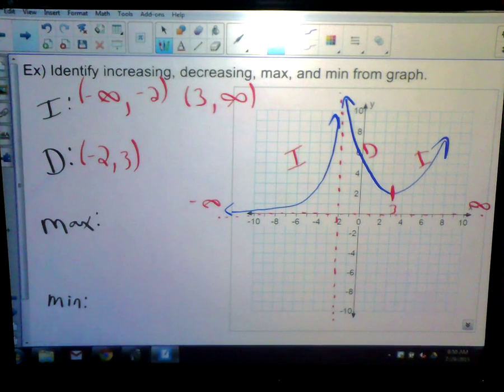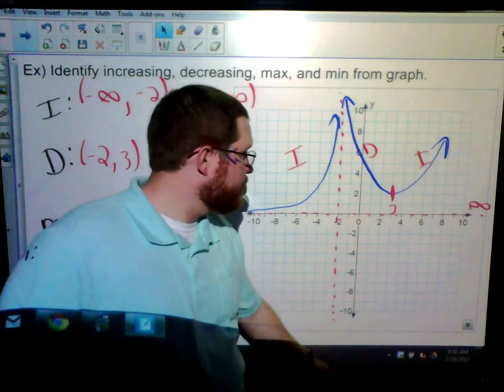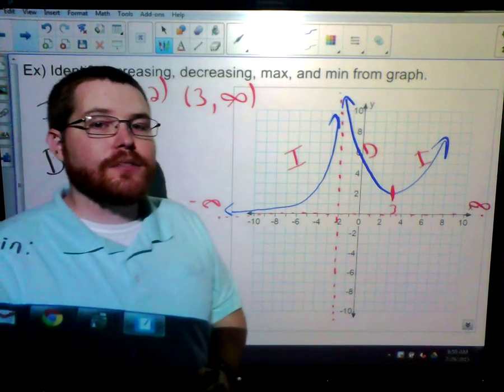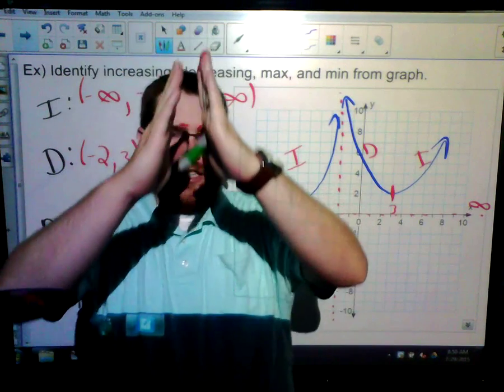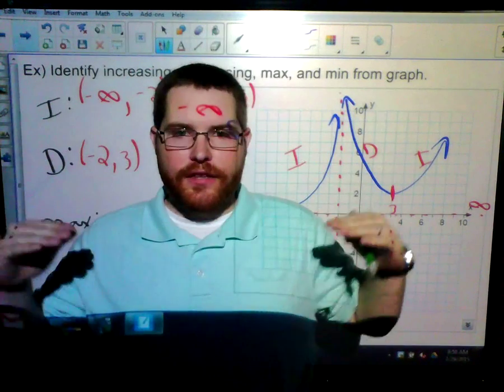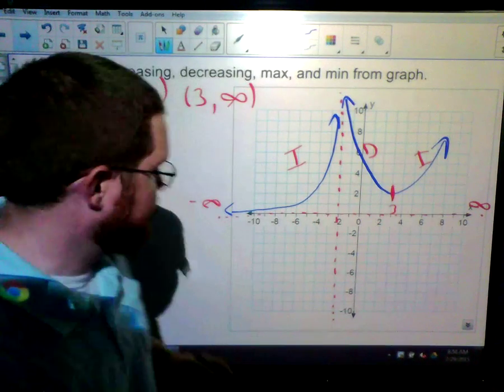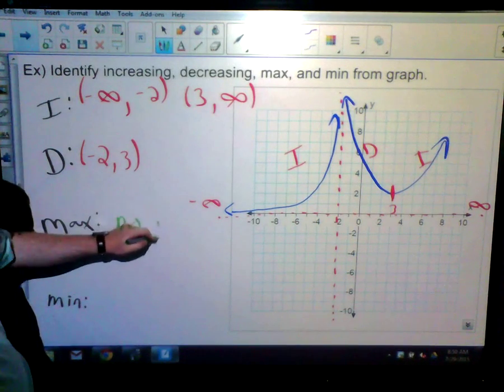What about a maximum? Well, people have some trouble with this. It goes up and then it comes down. But because there's an asymptote there, the graph never actually meets together in a point. There's an asymptote, so they never quite touch. There's never a point on top. So there is no maximum in this graph.